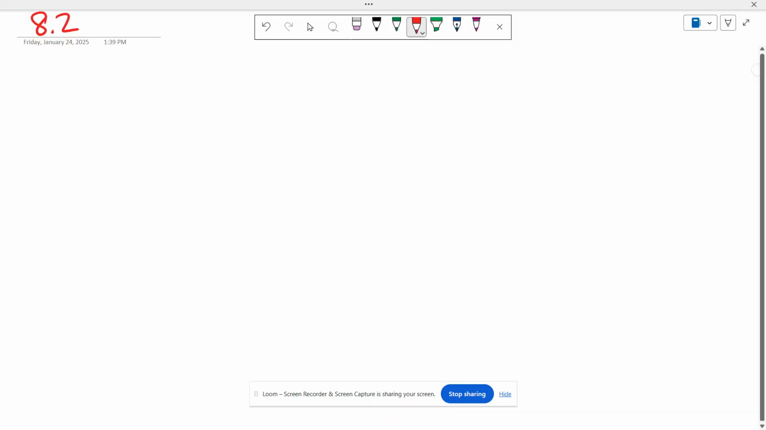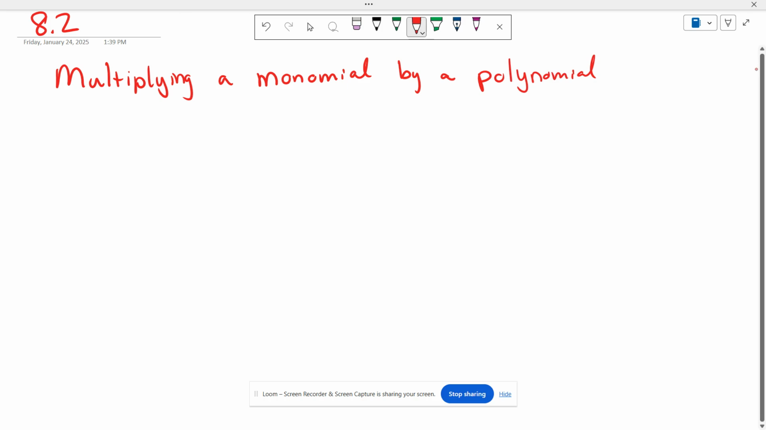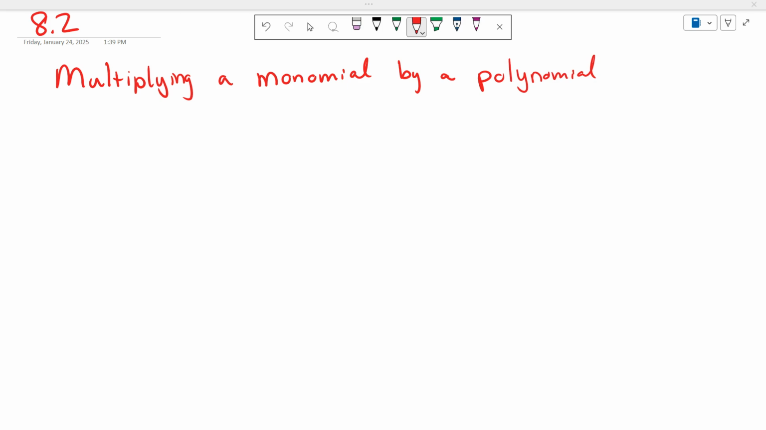All right, people, today what you're doing is multiplying a monomial by a polynomial. Okay, monomial means one term. Polynomial means multiple terms.